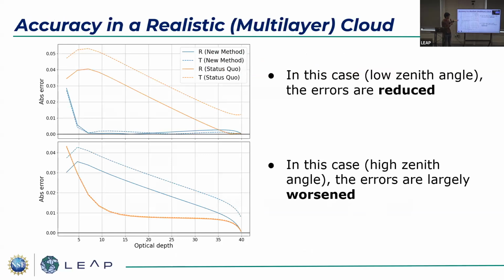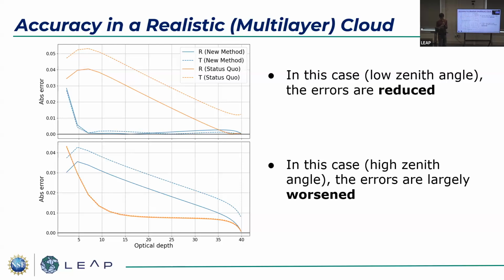And so over here, what I'm doing is that I'm using a realistic, and realistic, of course, by its nature, is a multi-layer cloud. And so in this case, you can see that if I set a low zenith angle, the errors are reduced quite a bit. So the blue is my new methods, the orange is the old status quo methods.